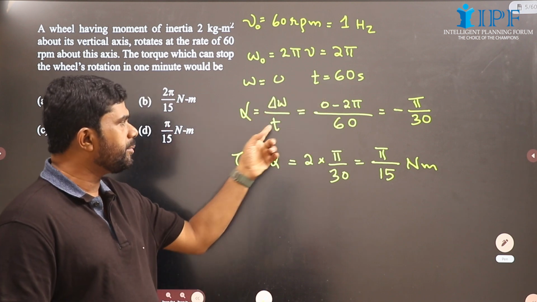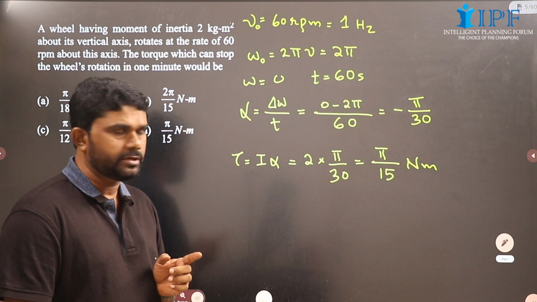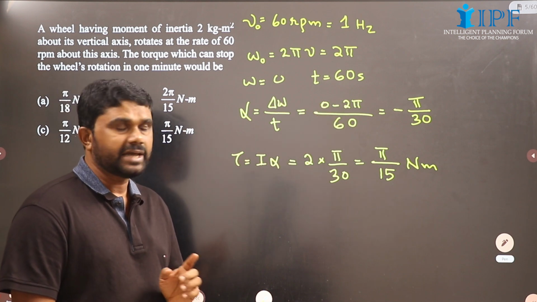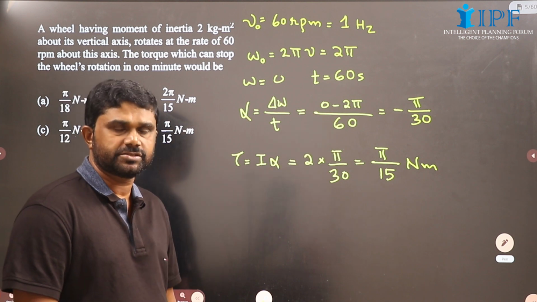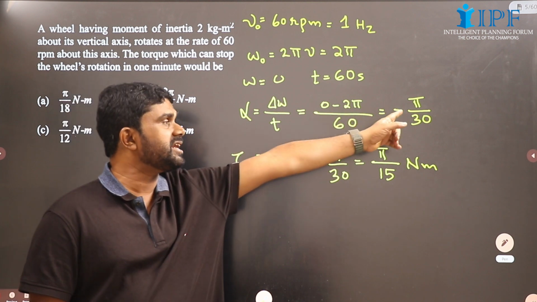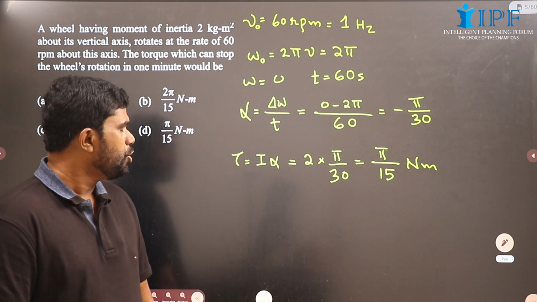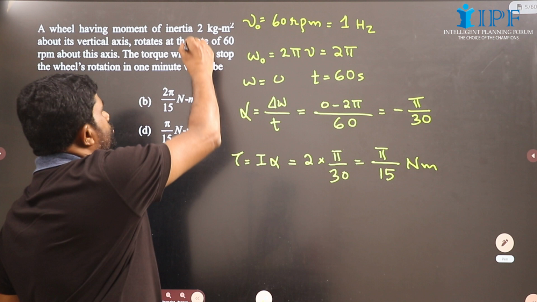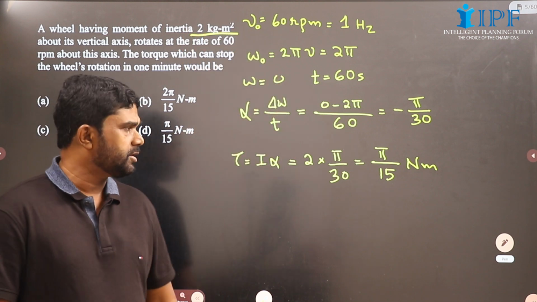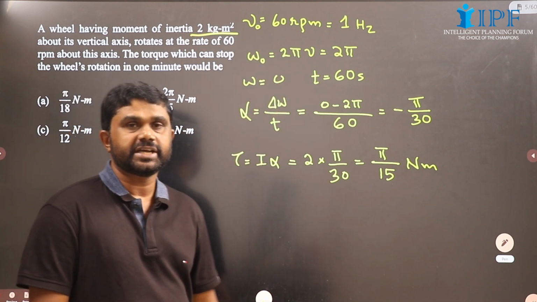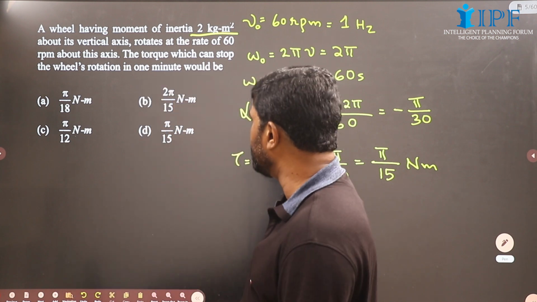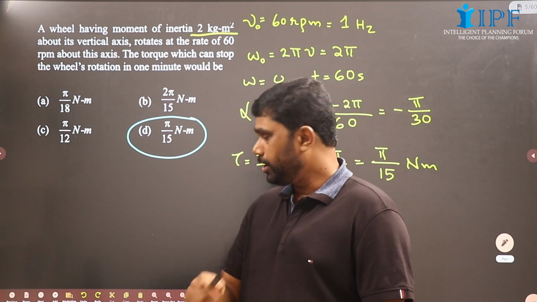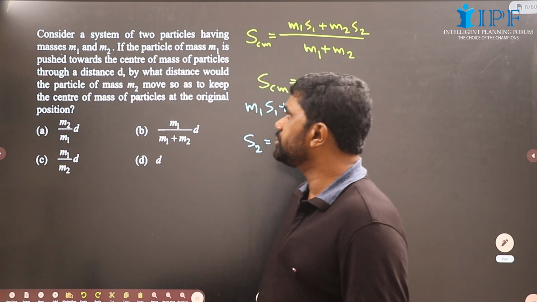Alpha is delta omega by delta t, angular acceleration. Final angular velocity is 0, initial angular velocity is 2 pi, and that change takes place in 60 seconds. So the angular deceleration is minus pi by 30. Tau equal to I alpha, and moment of inertia is given as 2 kg meter square. So 2 into pi by 30, that is pi by 15 Newton meter. Now let's see the next question.